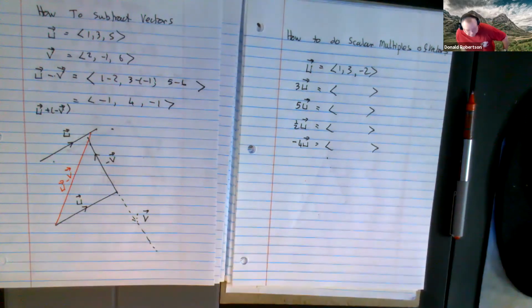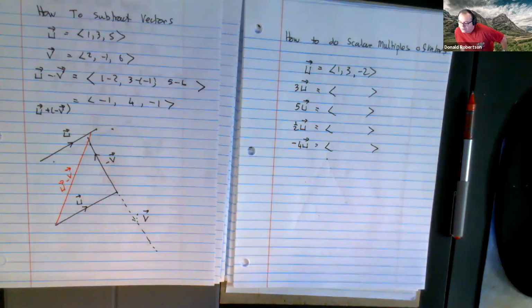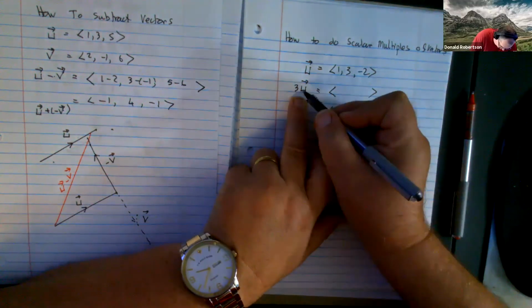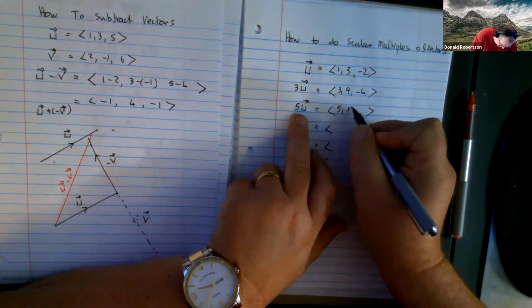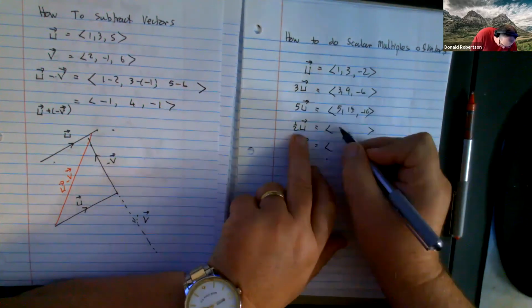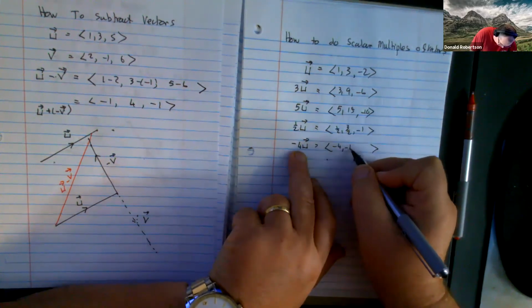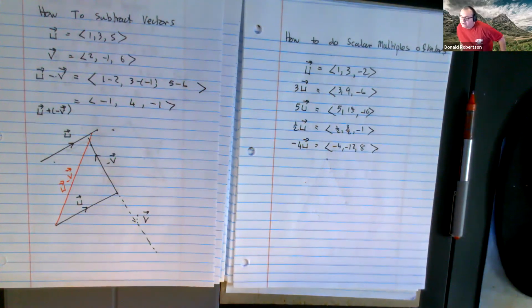What do you think you do to find 3u or 5u or a half u or whatever? What do you do to the vector u to get these scalar multiples of it? Multiply the x, y, and z by the number, right, by the scalar. So this would be 3, 9, negative 6. This would be 5, 15, negative 10. This would be a half, 3 halves, negative 1. This would be negative 4, negative 12, 8. Would you agree intuitively that makes sense as well?